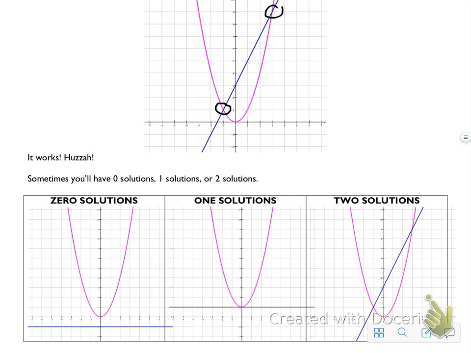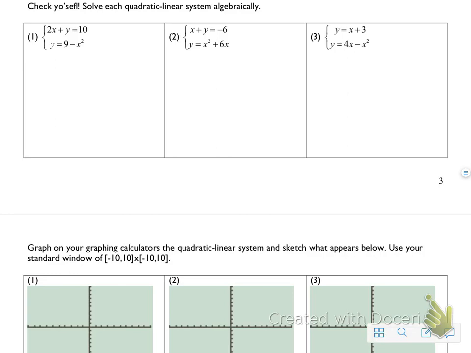It can have 0 solutions where they don't touch at all, but they're not going to be parallel this time because we don't have straight lines for both of them. We could have 1 solution, it could touch 1 time and that's it. Or it could have 2 solutions and touch twice like the example that you just saw. So let's give you some more examples to see this.